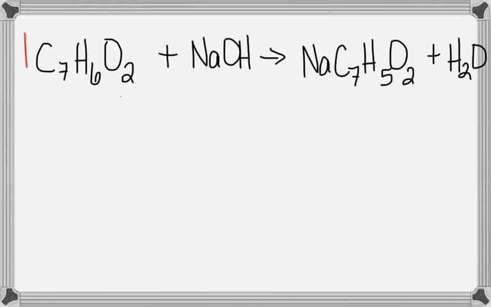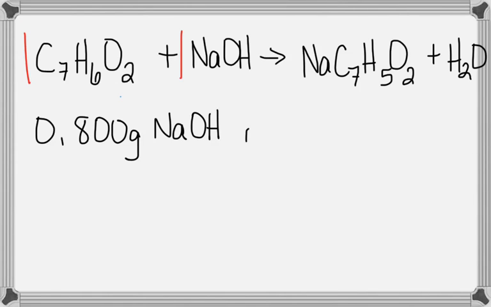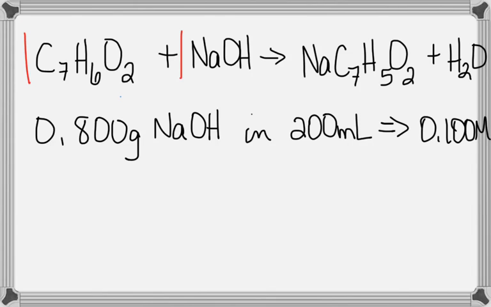Because the balanced equation shows us that 1 mole of benzoic acid reacts with 1 mole of sodium hydroxide. Now, in steps 1 and 2 of your procedure from your lab, you were told that you would get 0.8 grams of sodium hydroxide and dissolve it in 200 milliliters of water. So, 0.800 grams of sodium hydroxide in 200 milliliters of water, and we are told that that will give us a 0.100 molar sodium hydroxide solution.